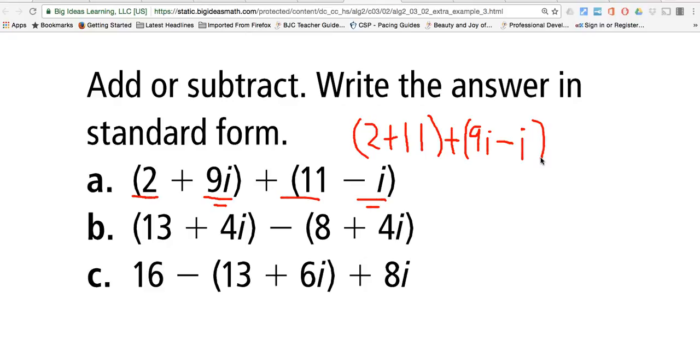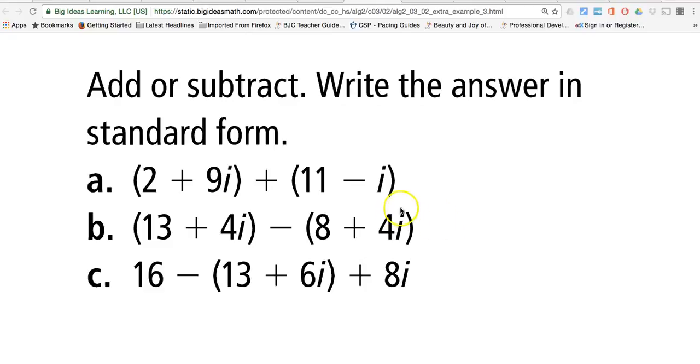Now when we complete this, we get 2 plus 11. That's going to give us 13. Write that here. And plus we get 9i minus i is going to give us 8i. Okay, so again, what you're doing is you're just combining your real part and combining your imaginary part. Now, if we check our answer, we get 13 plus 8i. Okay, so let's look at the second example right here.